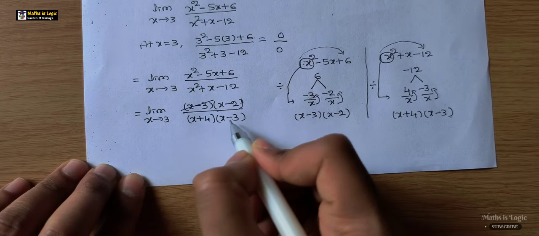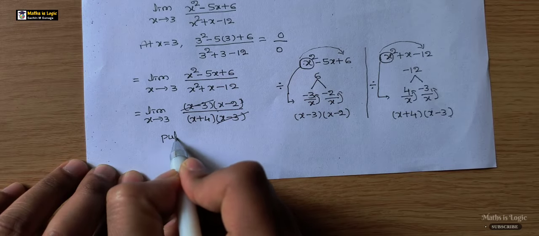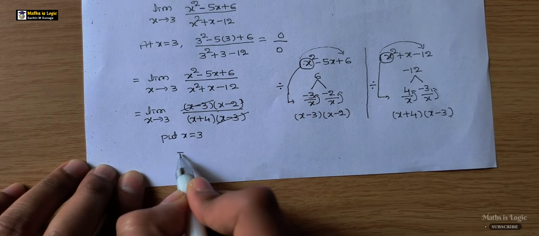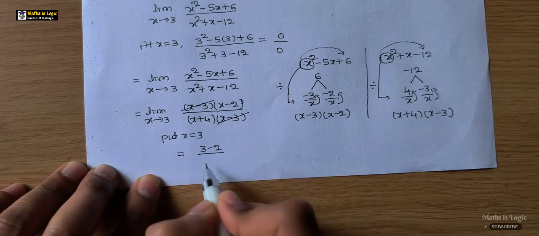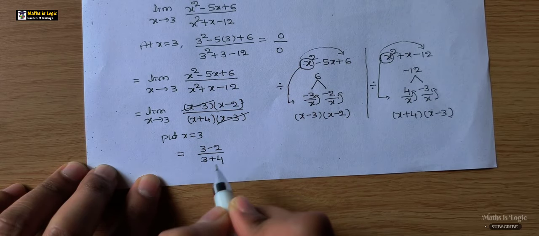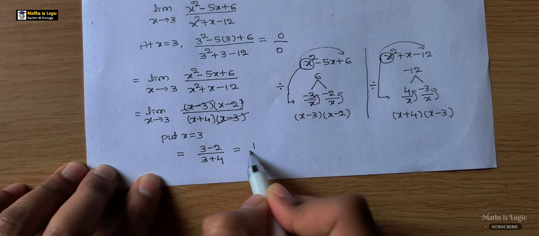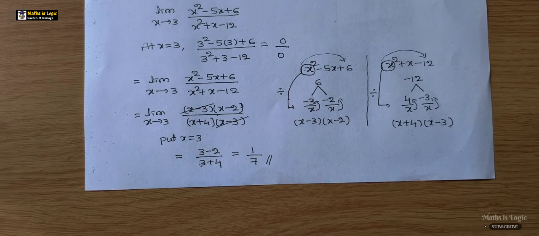So that time x minus 3 and x minus 3 get cancelled, and final step put x is equals to 3. Wherever x comes substitute 3. So it is 3 minus 2 divided by 3 plus 4. Correct? 3 plus 4. So 3 minus 2 is 1 divided by 3 plus 4 is 7. Therefore 1 divided by 7 is the final answer.